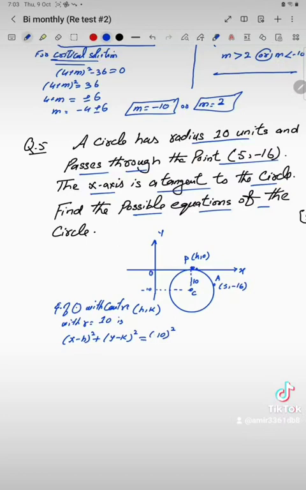So, as this point is at 5 and minus 16, I can say x minus h, x is 5, so (5 minus h) whole square, because I don't know what this point h is, but I know it is on the x-axis, so y will be 0, plus, in place of y I will get (minus 16 minus k) whole square equal to 100.